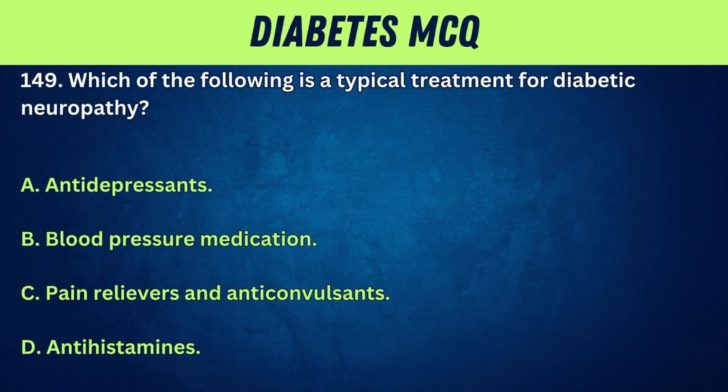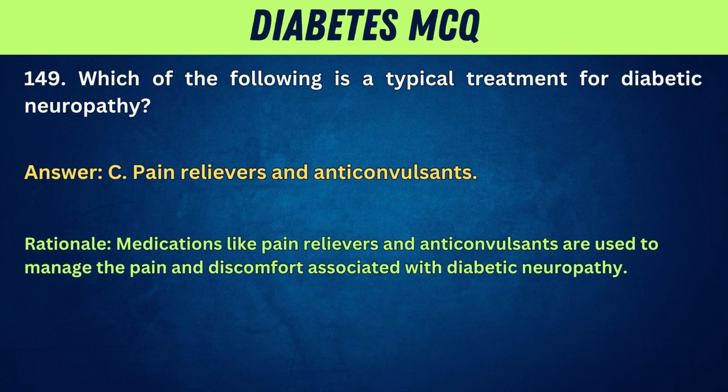149. Which of the following is a typical treatment for diabetic neuropathy? A. Antidepressants. B. Blood pressure medication. C. Pain relievers and anticonvulsants. D. Antihistamines. Answer: C. Pain relievers and anticonvulsants. Rationale: medications like pain relievers and anticonvulsants are used to manage the pain and discomfort associated with diabetic neuropathy.